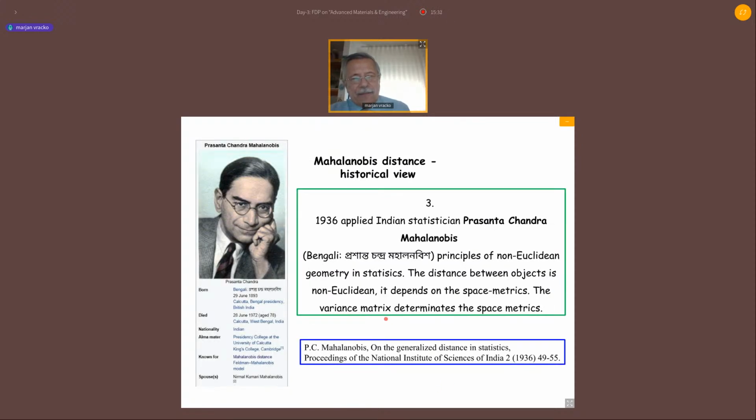But about 20 years later, Indian statistician Prashanta Chandra Mahalanobis applied similar principles of non-Euclidean geometry in statistics. He postulated that distances between objects are not Euclidean, but depend on the space metrics, and the variance matrix, the covariance matrix, determines these space metrics. And this was originally published in 1936 in an Indian scientific journal.